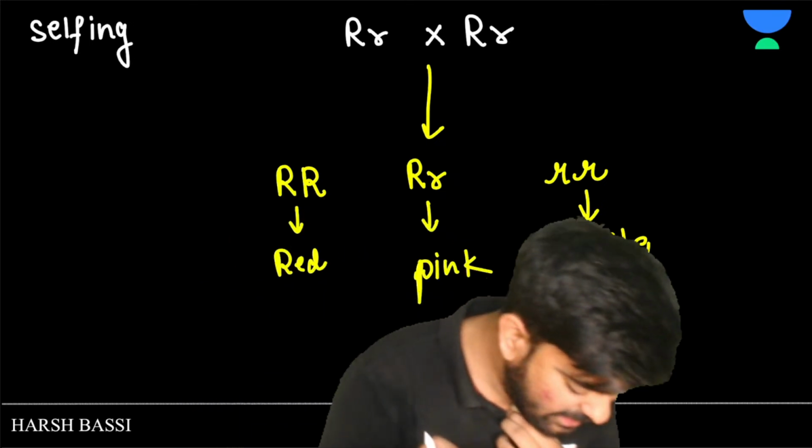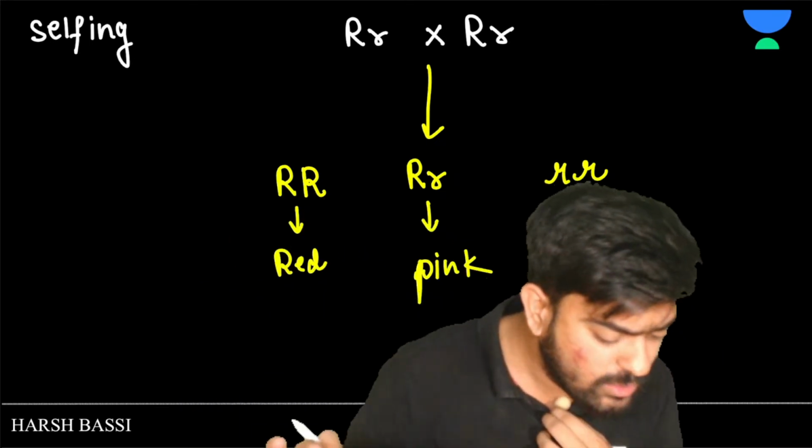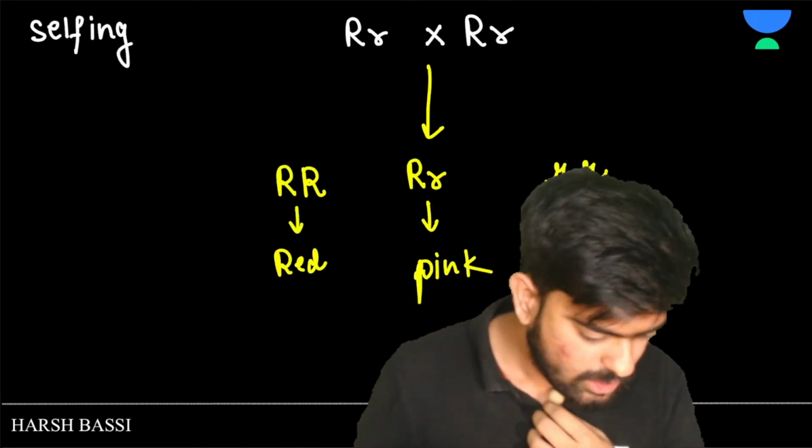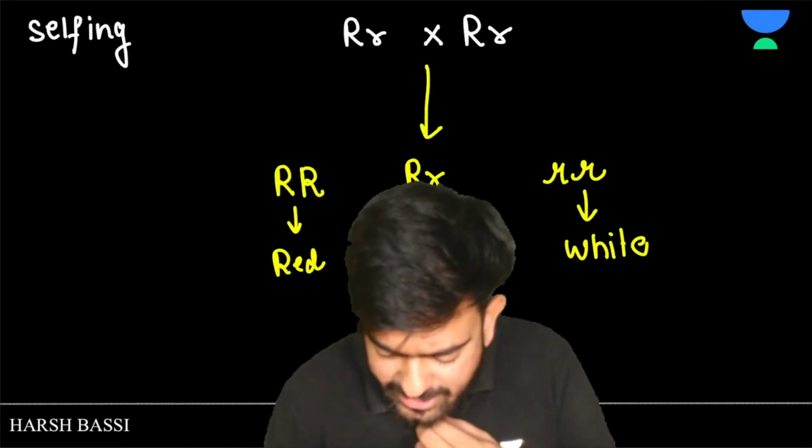Say, any doubts anywhere? Shri Shai, Vinika, any doubts anywhere? Let me know. Is it clear? Selfing is clear? Okay. So can I write here?